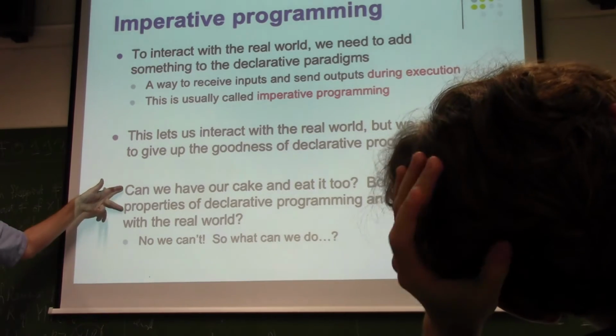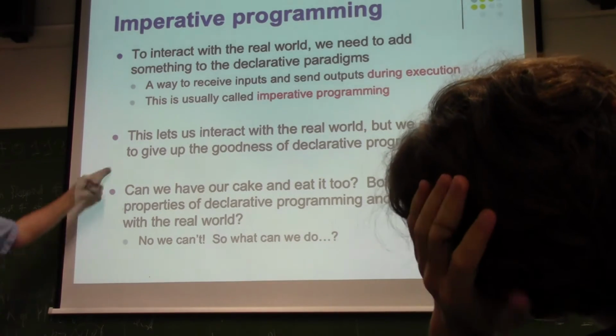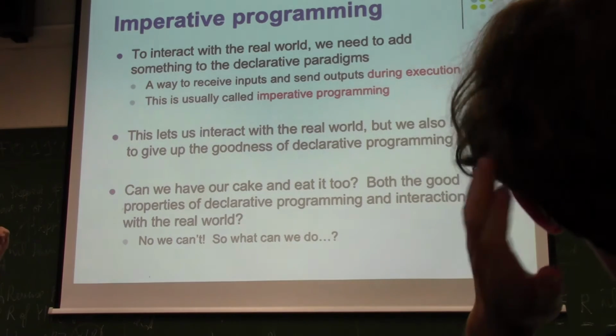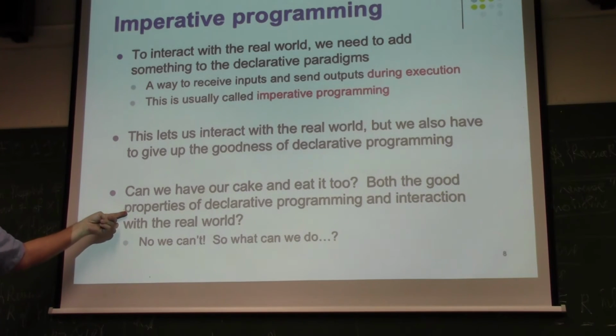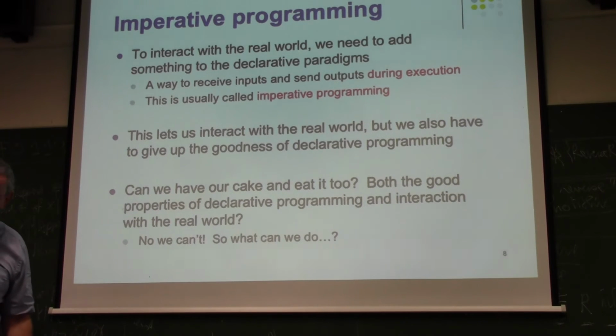So then the question is, well, I don't like to give up all this power. I want the interaction, and I want to keep my power, of course. Can we have the declarative properties and interaction? In fact, we cannot. Okay? Nobody has figured it out, and I don't think it's possible. We cannot. So we have to give up the power if we want to interact.